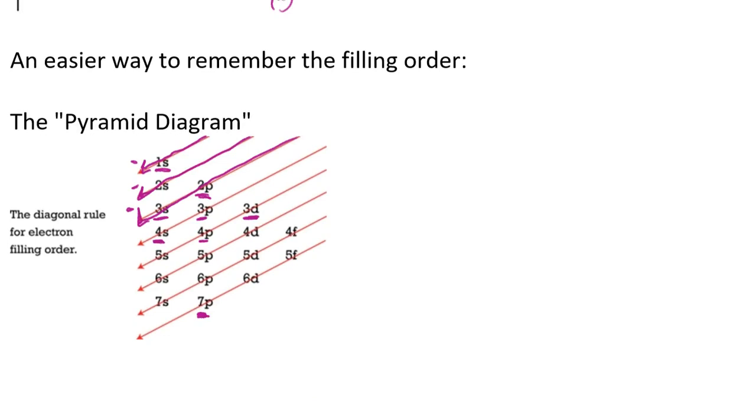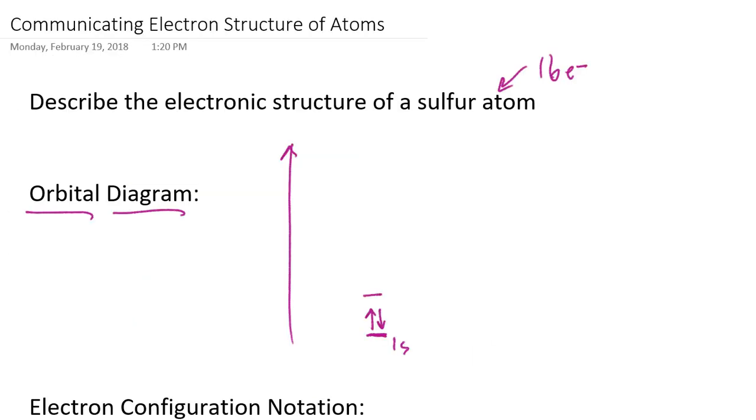After I fill the 1s, the 2s should fill. So I'm going to draw a line for my 2s orbital. Again, a 2s, just like the 1s, can fill 2 electrons provided they are in opposite spins. So far, that has given me the opportunity to fill in 4 of these 16 electrons in sulfur's electronic structure. That means I still have 12 electrons to go.